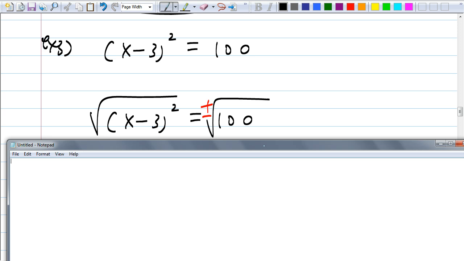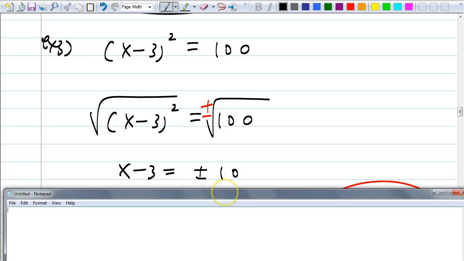Now, does the right side, where the number is, have to be a perfect square every time? No. But the left side, the one with the variable, has to be a perfect square in order to take this shortcut. Does that make sense? This number could be any number, as long as it's positive. If it's negative, we know it's no solution. Okay, so when we solve, how many people got x minus 3 equals positive or negative 10?